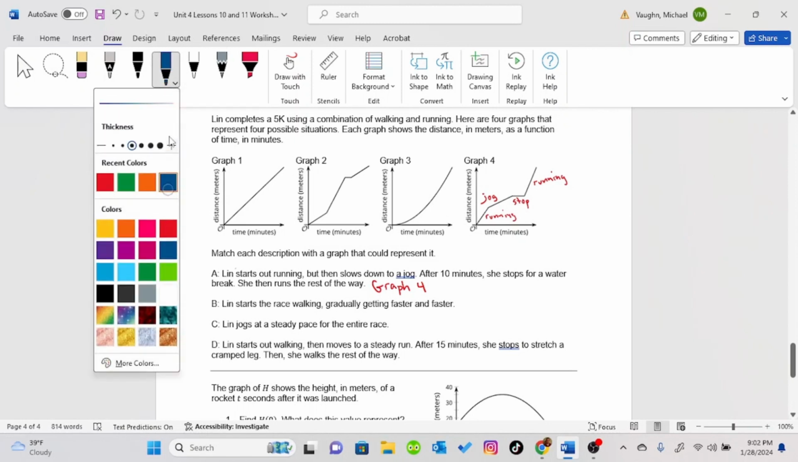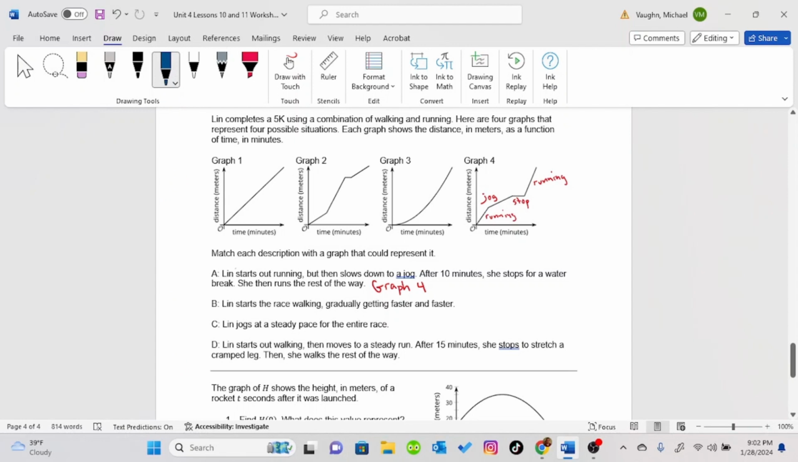B says Lynn starts the race walking, gradually getting faster and faster. This would be graph 3. We have walking, then we have faster and faster as the graph gets steeper and steeper. So B is graph 3.